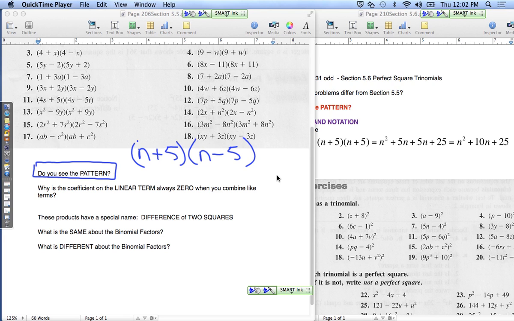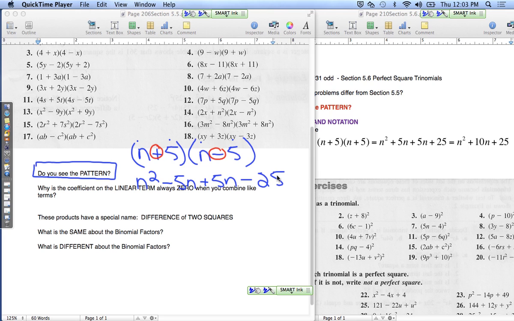They both have 1n and 1n, and then the constant is 5 and 5. The thing that differs, though, is they have alternating signs. This is positive 5, and this is negative 5. So when I perform my distributive property multiplication, I end up with n squared minus 5n plus 5n, and then I have positive 5 times negative 5, so my constant is negative 25.